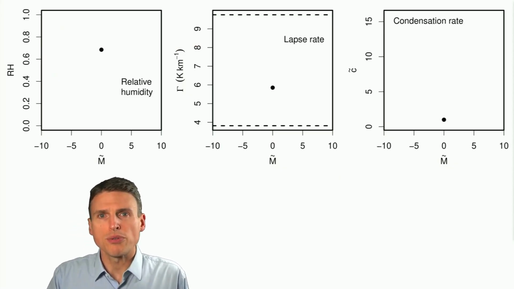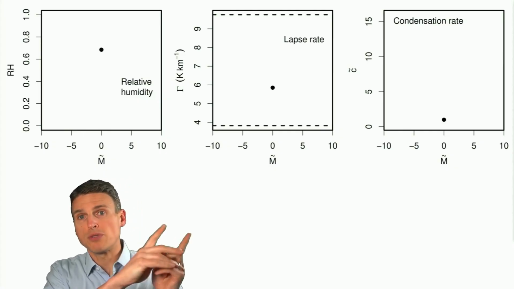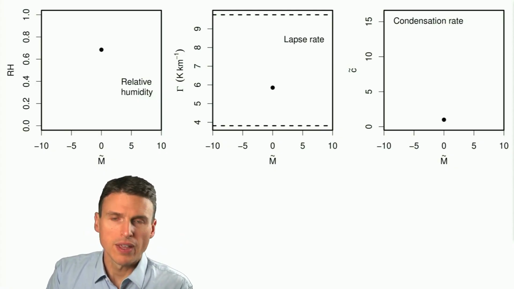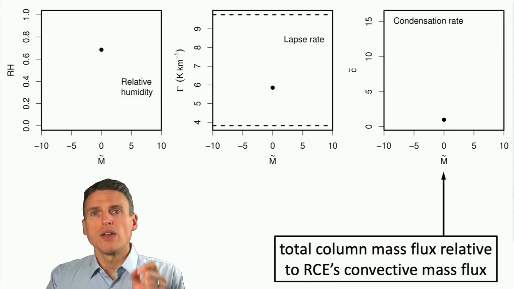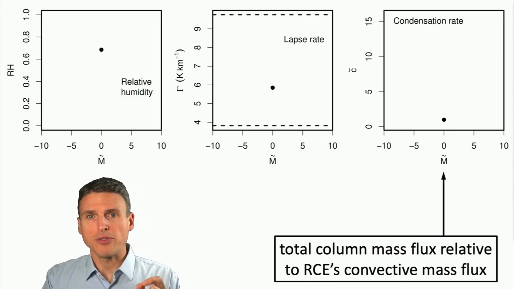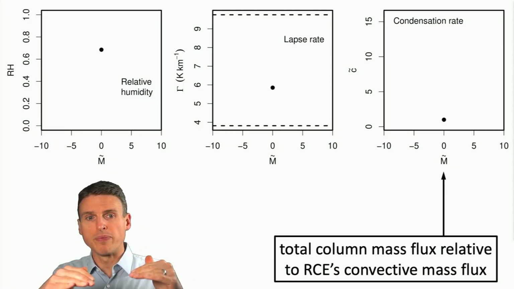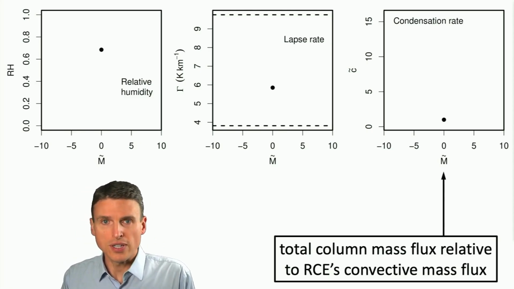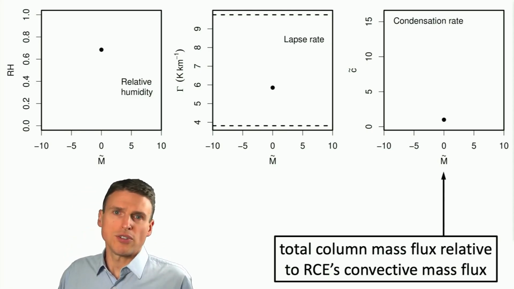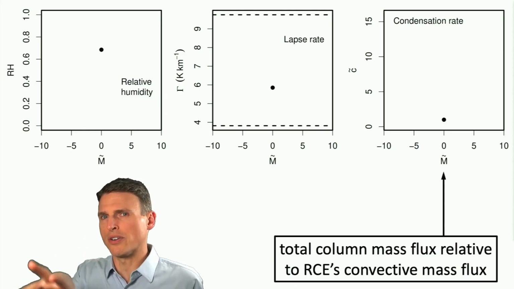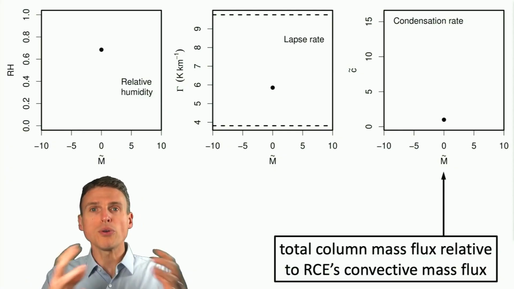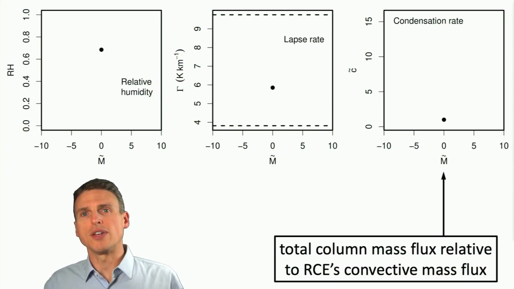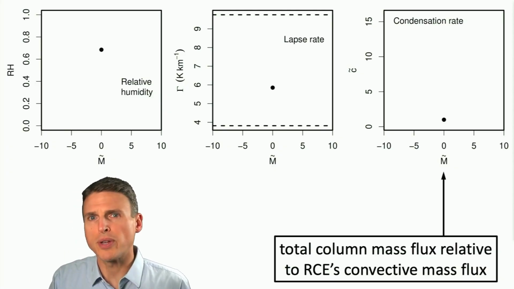Here I'm going to show three different plots. On each of these plots, the x-axis is the variable m tilde. M tilde is simply the total column mass flux, the mass flux averaged over convection and environment, relative to the convective mass flux in RCE. The tilde is the notation I'm using to say relative to something in RCE. Here I'm talking about total atmospheric mass flux relative to the convective mass flux in RCE. It's just a convenient way to normalize things.